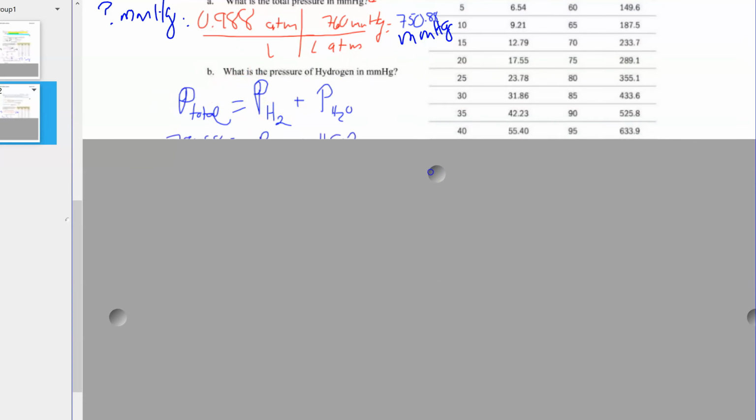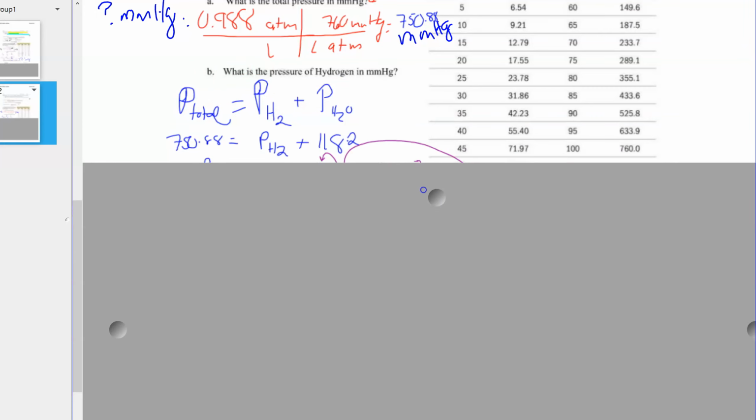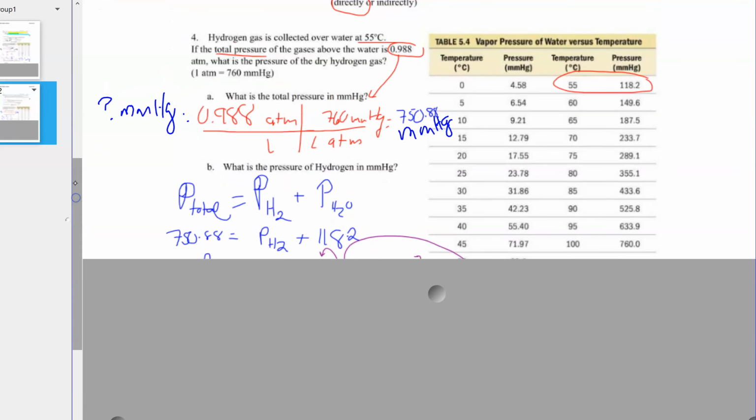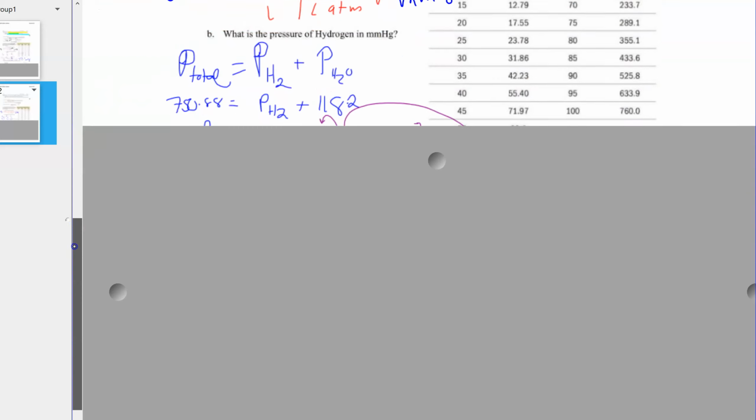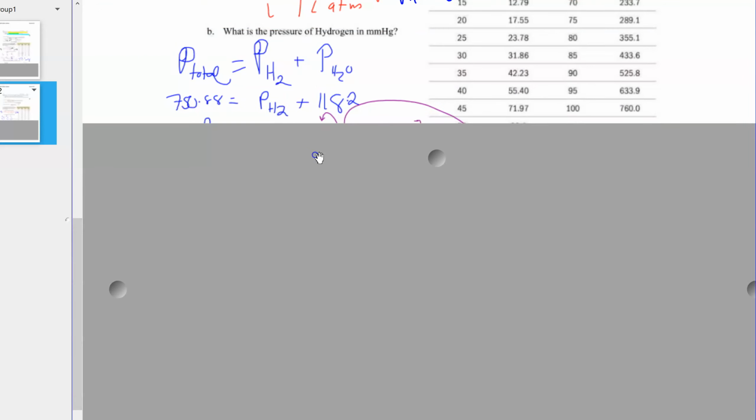So just like the previous form, total pressure is the sum of hydrogen plus water's partial pressures. So we know total pressure is 750.88. We don't know hydrogen, that's what we're trying to solve for. And the water pressure, we read off of a chart. You'll always have this chart available to you. So how do we get water away from this side? We have to just subtract.